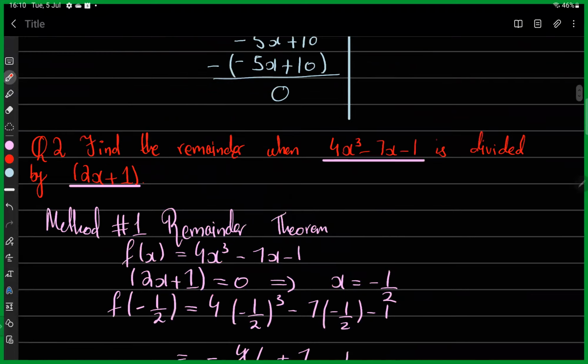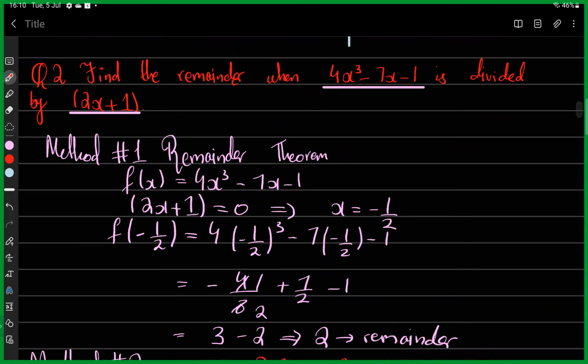Then the second question was not exactly about dividing, but it was about finding the remainder. Whenever you are asked to find the remainder, you have two methods. Either you can use the remainder theorem, and the remainder theorem says equate the factor to 0, and this gave us x equals minus 1 by 2. So we plugged in minus 1 by 2 in all these x, and we got positive 2 as the remainder. This was method 1.